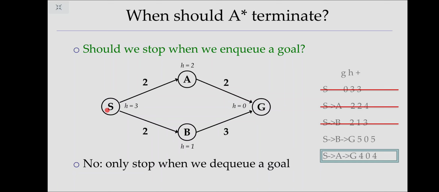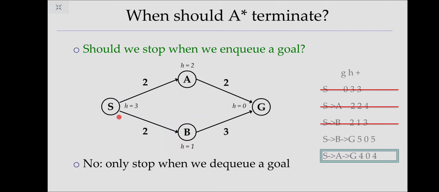We continue with expanding the neighbors of S. The neighbor of S is A and B. We write SA and SB. We update G and H. G is 2 plus 0. G of A is 2. H is 2. It is associated with node A. We write 2. 2 plus 2 is 4. A value is 4.